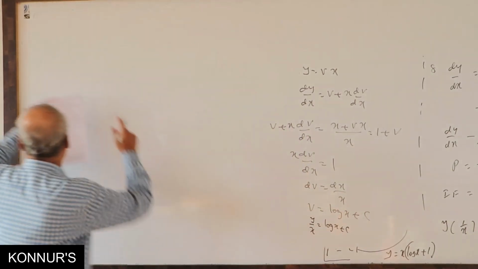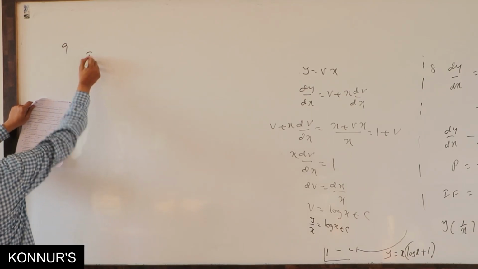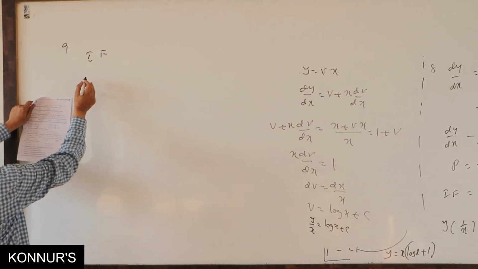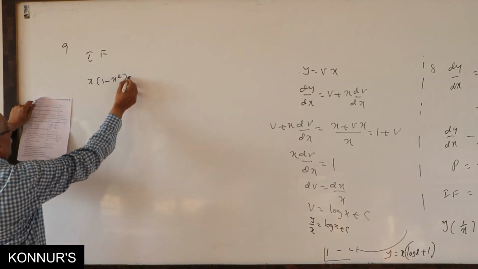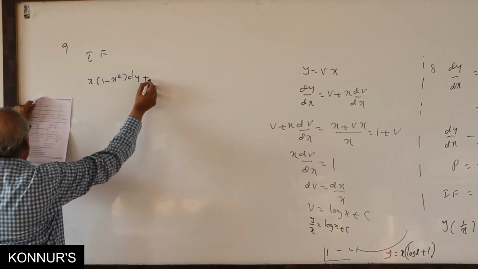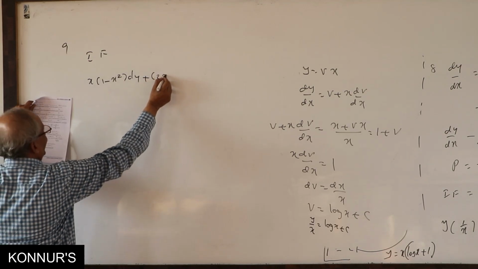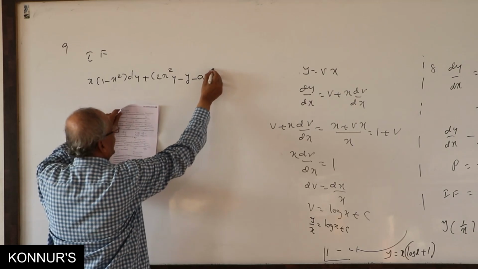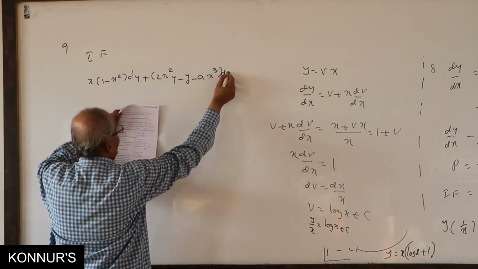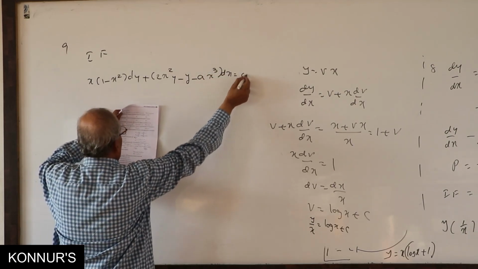Now again, the 9th is for integrating factor alone. x into 2x square y minus ax cube dx is equal to 0.